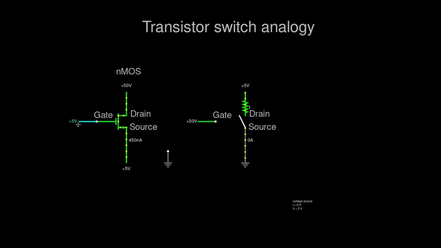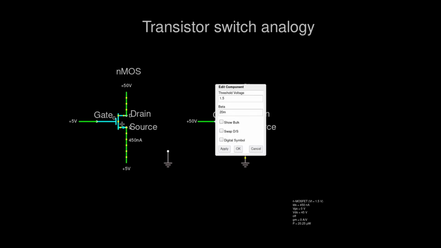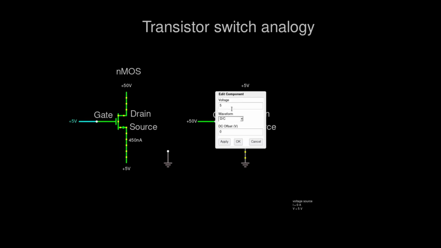That is because the potential over here has to be higher than the potential over here, or the gate potential should be higher than the source potential. How much higher is defined by the threshold voltage. This transistor has the threshold voltage of 1.5 volts. So let's up it 1.5 volts. Let's put it to 6.5 volts. Nothing changed. We can see the amperage is the same.